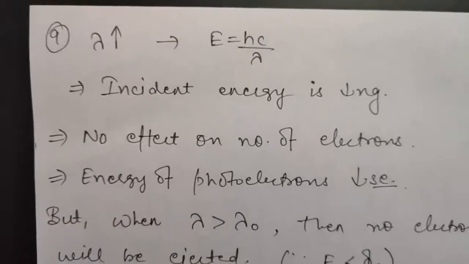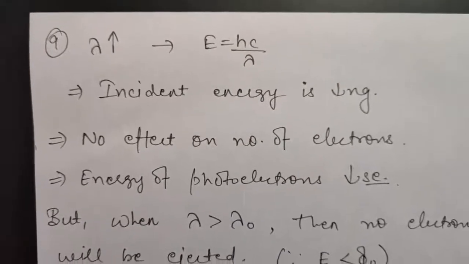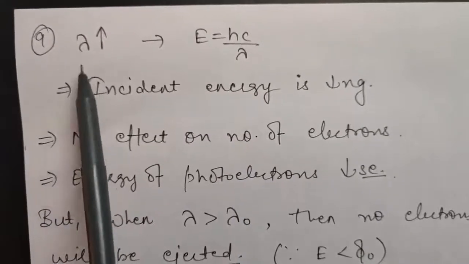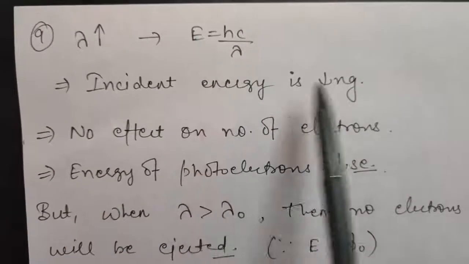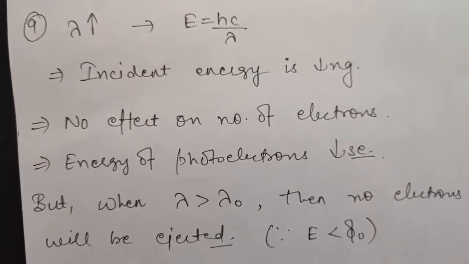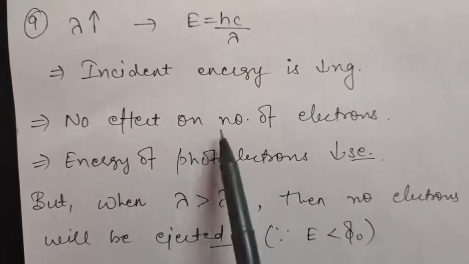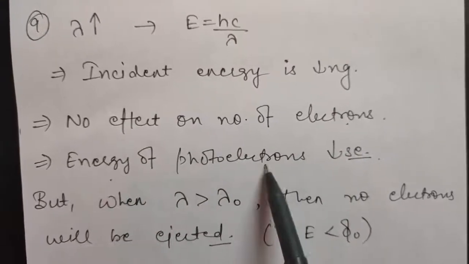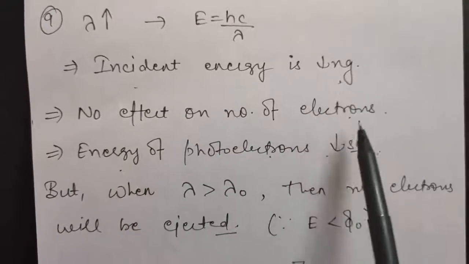In question number 9, it is given, if we go on increasing the wavelength of incident light, then what will be the effect on the number of electrons and their energy? So first of all, if wavelength is increasing, that means E is equal to hc by lambda, that is incident energy is decreasing, right? Now if incident energy of photons is decreasing, because number of photoelectrons emitted does not depend on incident energy, therefore they will remain same, but energy of the photoelectrons will decrease because the energy of incident light is decreasing. So this is the answer.